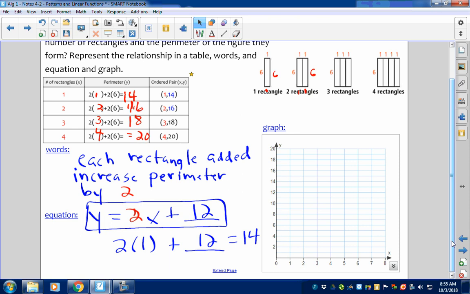But then you're going to be asked to plot these. I'd like you to plot these just as a discrete graph, meaning just separated out points, not connected. You'll notice that they are linear. So the first one is 1, 14. Second one is 2, 16. Third one is 3, 18. Fourth one is 4, 20. And so just leave it like that.